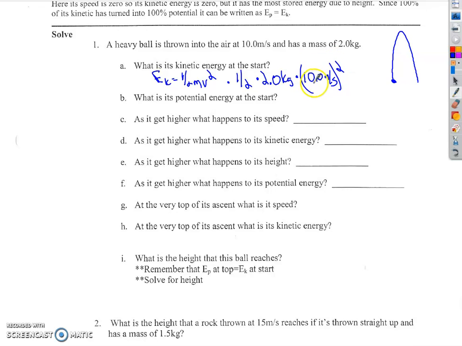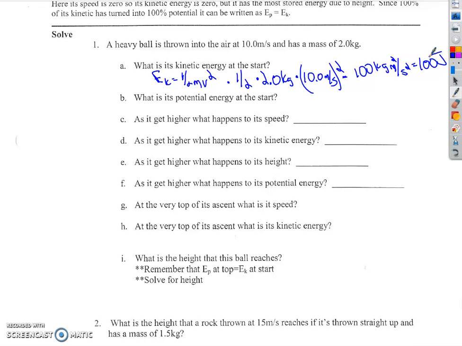So now when you do this, 10 squared is 100. The 1/2 times 2 just equals 1. What you end up getting is 100 kilograms. Let me erase this. Meters squared per second squared, which is the same as a joule. So you get 100 joules. All right, that's the first part. It's just kinetic energy, pretty straightforward for that one.